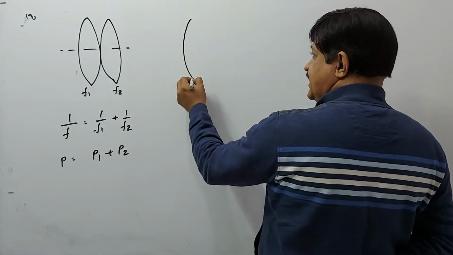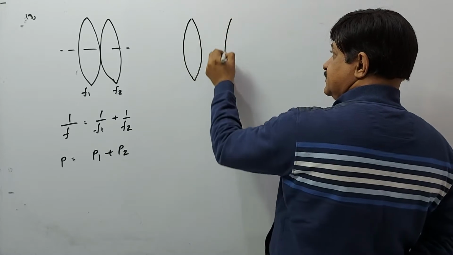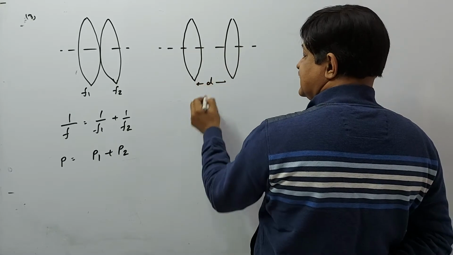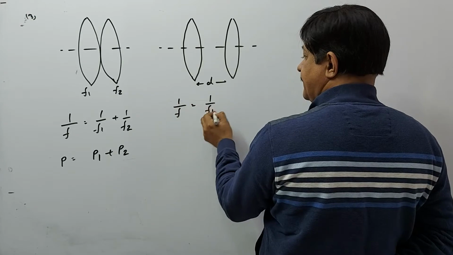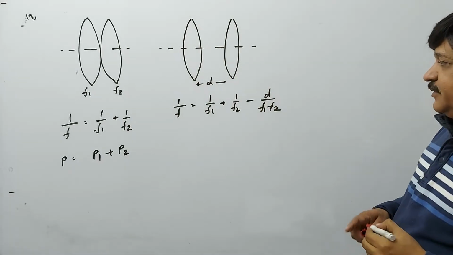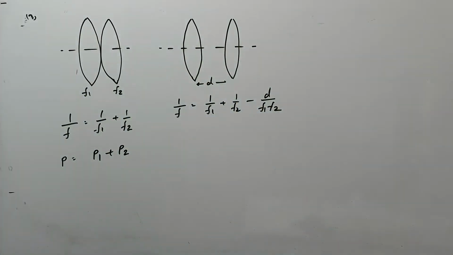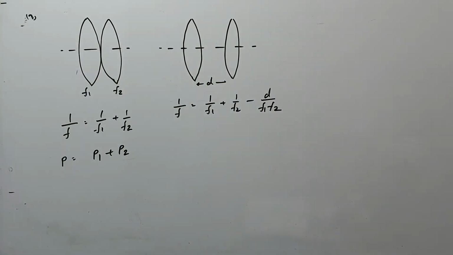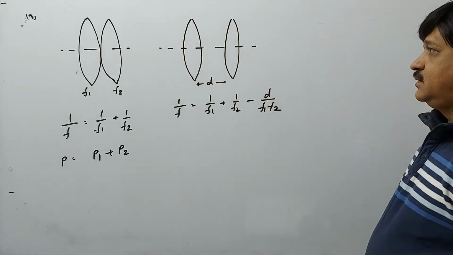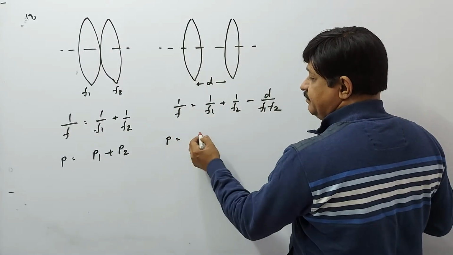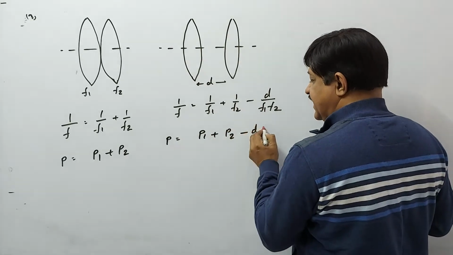But if there is small distance between them, there is slight change in the formula. It should be 1 upon F1, 1 upon F2 minus D upon F1 F2. When D is 0, automatically it becomes the same formula. Power relation can also be written like this only: P1 plus P2 minus D times P1 P2.